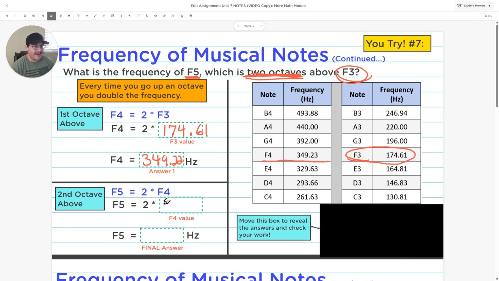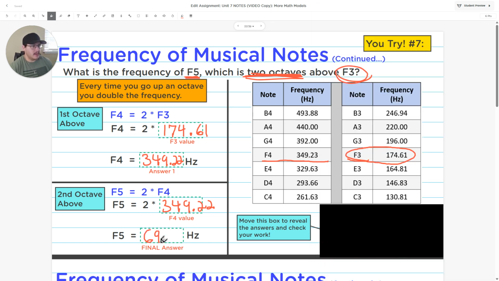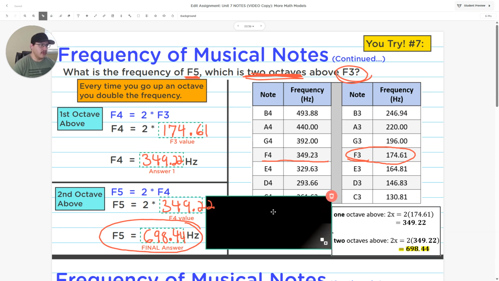349.22. We're then going to multiply that again by 2 to get to F5. So times 2 again. 698.44 about is our answer for F5. And that's it. That's it for you try number 7.